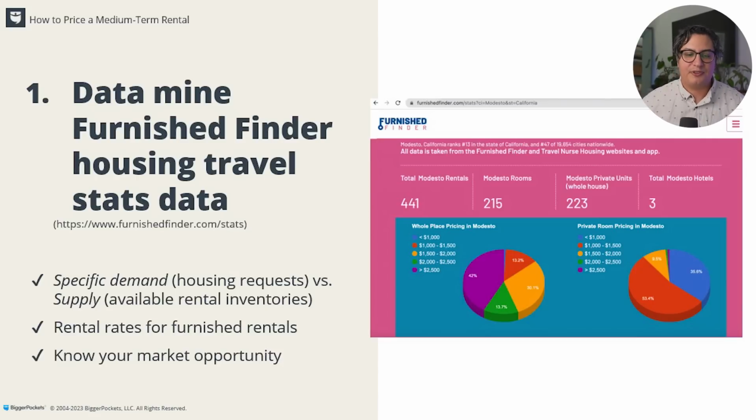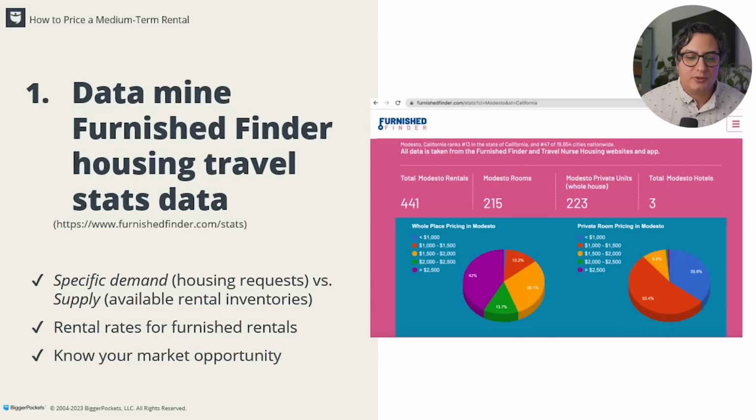So you want to look at specific housing demand versus supply. That is incredibly important as you're building. So say again, there are 223 homes, but there are 40,000 searches that have been sent as requests from travel medical professionals or somebody searching for a property. We can tell that there's a supply and demand issue: 40,000 searches over 223 whole homes.